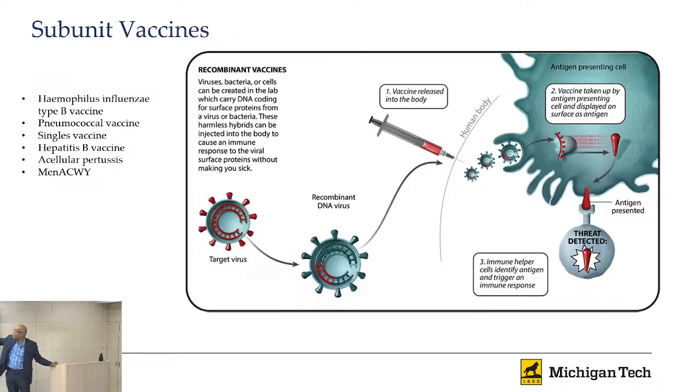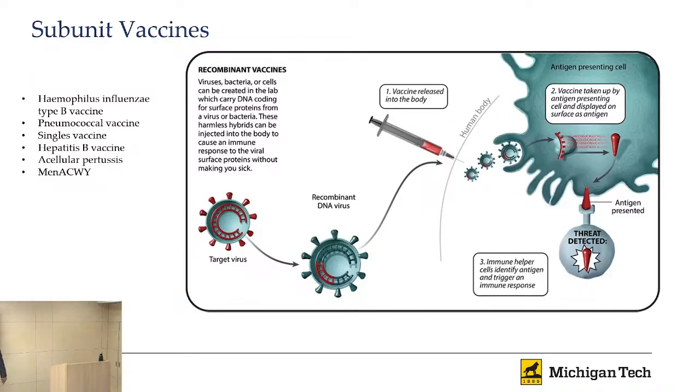Okay, see the list of subunit vaccines so far. I think one of the very important ones is the hepatitis B vaccine. This is a subunit vaccine, and pertussis vaccine is another. This is meningococcus. There are 4 different subtypes. Those are all subunit vaccines.